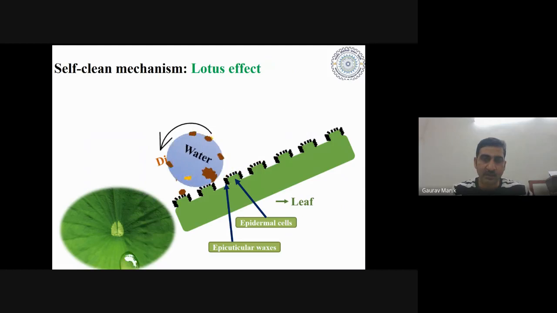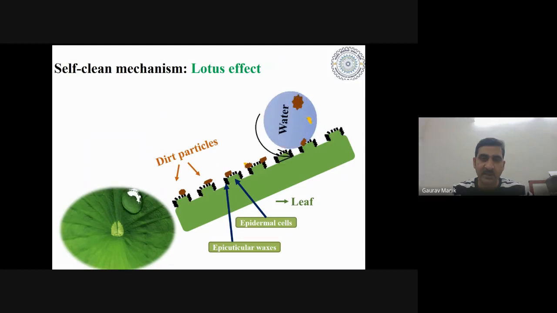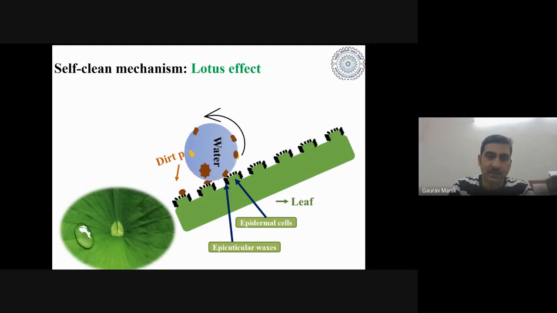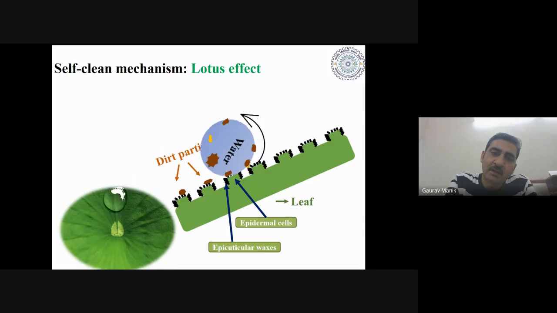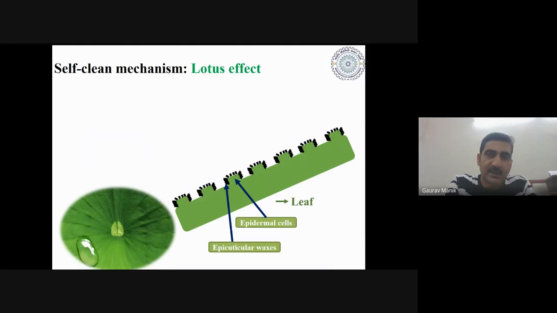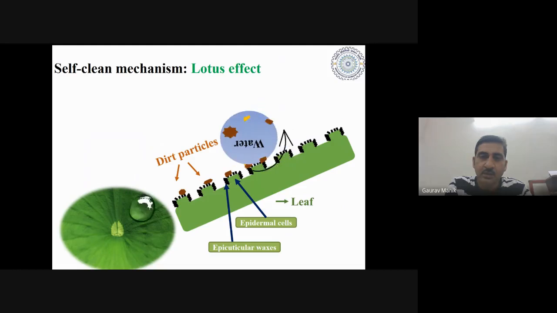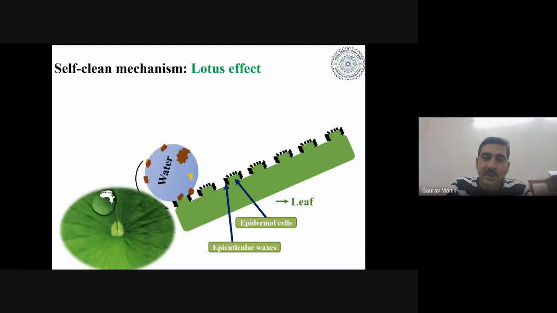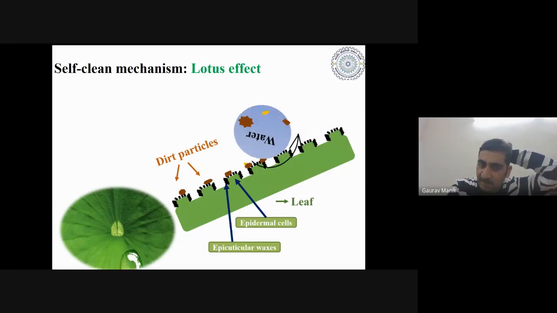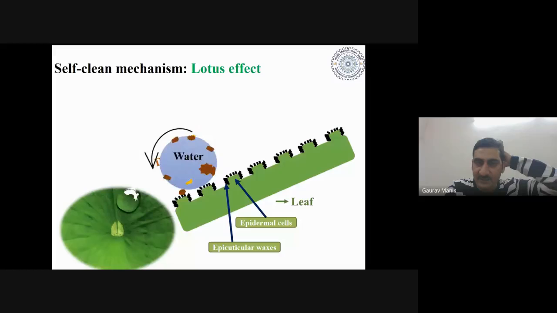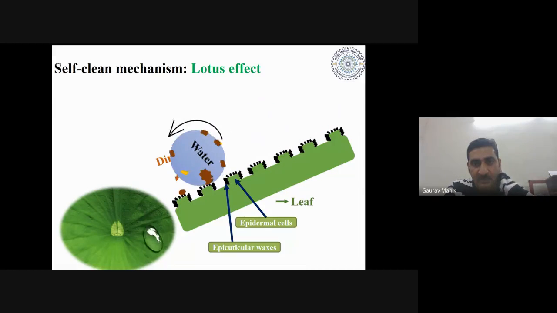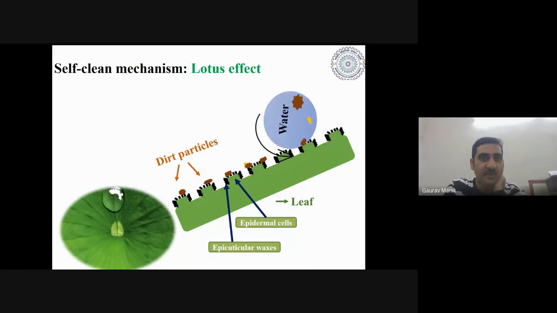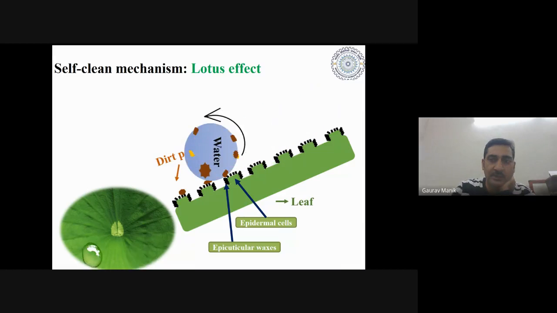So while the water droplet is coming down, it is taking away all the dirt which comes on it. So it works like a sticky ball which comes down and takes away all the dirt particles. And this is what exactly is found in the lotus structure also. There are epidermal cells, there are epicuticular waxes. The waxes do the hydrophobic effect, and the epidermal cell structures actually make that hydrophobic effect.